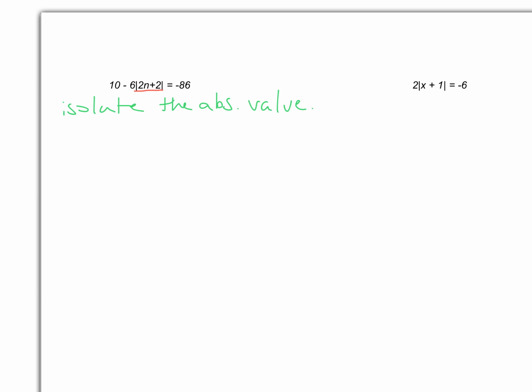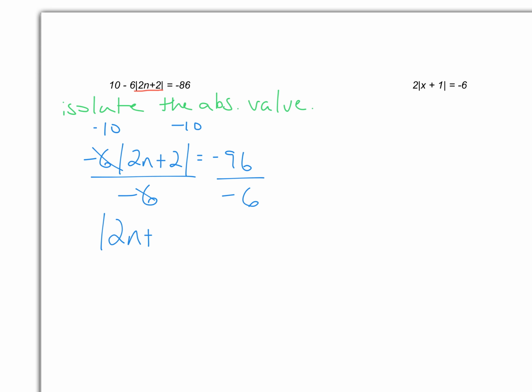So what I see up here is that we have a 10 added to it and a negative 6 multiplied. So I'm going to subtract the 10 from both sides first. So then I'm left with negative 6 times the absolute value of 2n plus 2 equals negative 96. Then since this is multiplied by the absolute value, I'm going to divide by negative 6 because they cancel. The absolute value of 2n plus 2 gives me, well, negative 96 divided by negative 6 is 16.